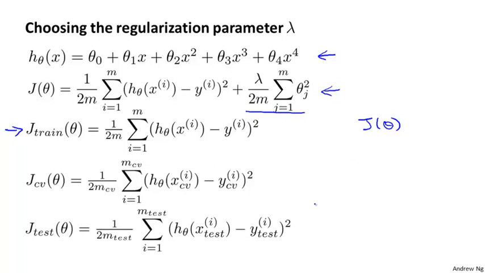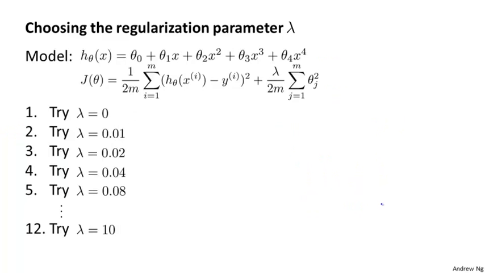And similarly, I'm then also going to define the cross-validation set error and the test set error as before to be the average sum of squared errors on the cross-validation and the test sets. So just to summarize, my definitions of J train, J CV, and J test are just the average squared error or 1/2 of the average squared error on my training, validation, and test sets without the extra regularization term. So this is how we can automatically choose the regularization parameter lambda.